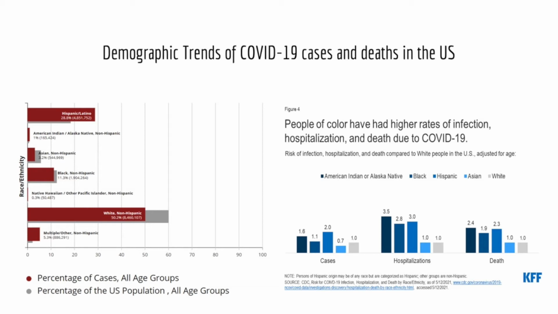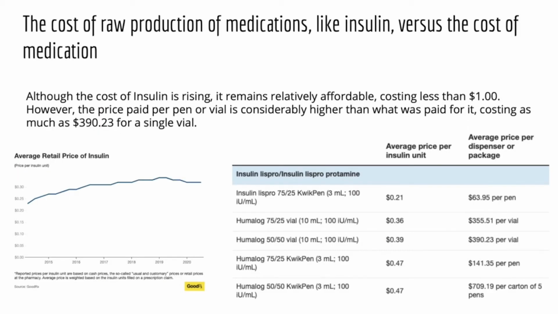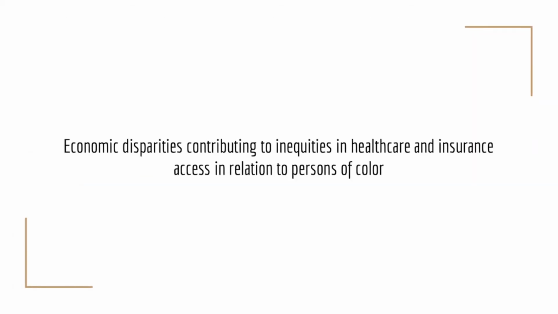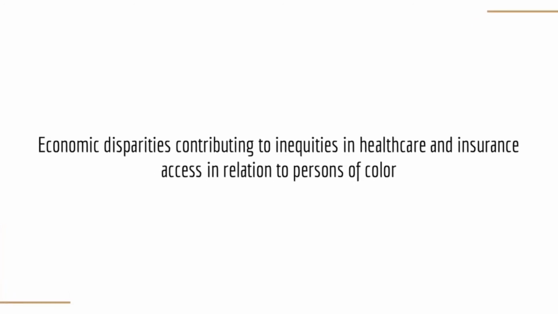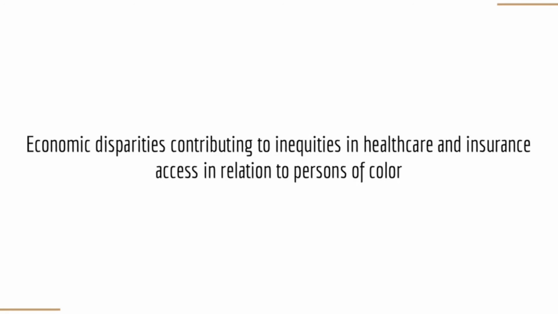Transitioning to the right side, we can see that blacks and Hispanics are significantly more likely to get cases, be hospitalized, and die due to COVID-19 compared to white people. But now let's look at the cost of raw production of medications versus the cost of the actual medication. For example, insulin costs around 30 cents to make, and usually sells for about $300, which is a really high markup. Economic disparities contribute to inequities in healthcare and insurance access in relation to persons of color.